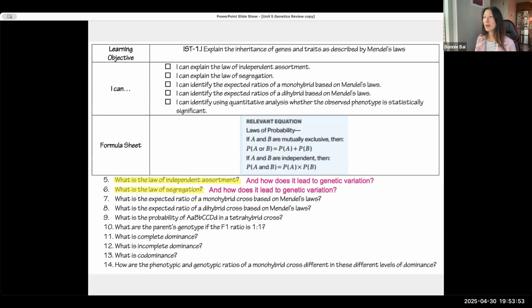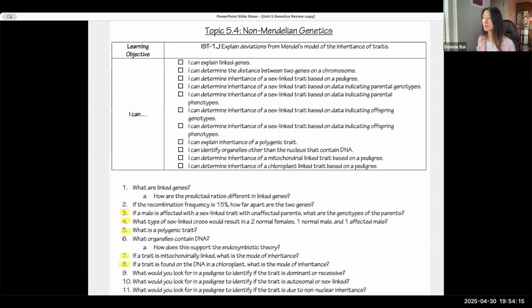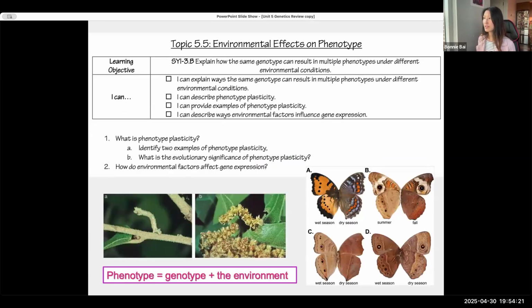Question number 9 is worth talking about. What is the probability of, maybe in a tetrahybrid cross? Actually, without giving the parents, it's hard to do this. We'll do this later. Sex-linked traits we talked about in class. Let's just look at examples.